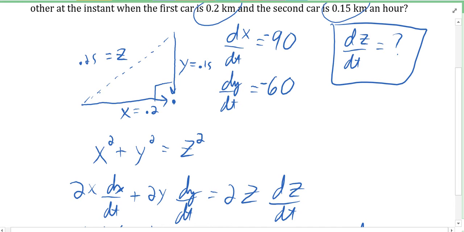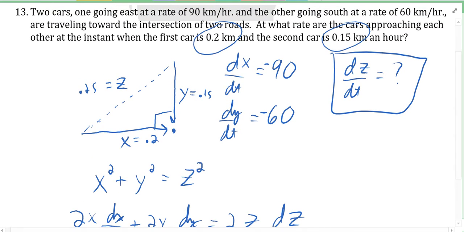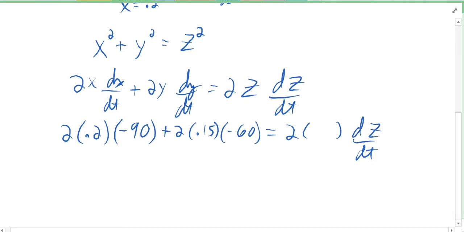It's 0.2 kilometers from the intersection. Because they're getting smaller. Because they're headed towards the intersection. Okay? Cool. So, yeah, when they start talking about rates of change, they're not going to say negative. They're going to say it's changing this fast. You got to think, is it getting smaller or bigger? Okay?